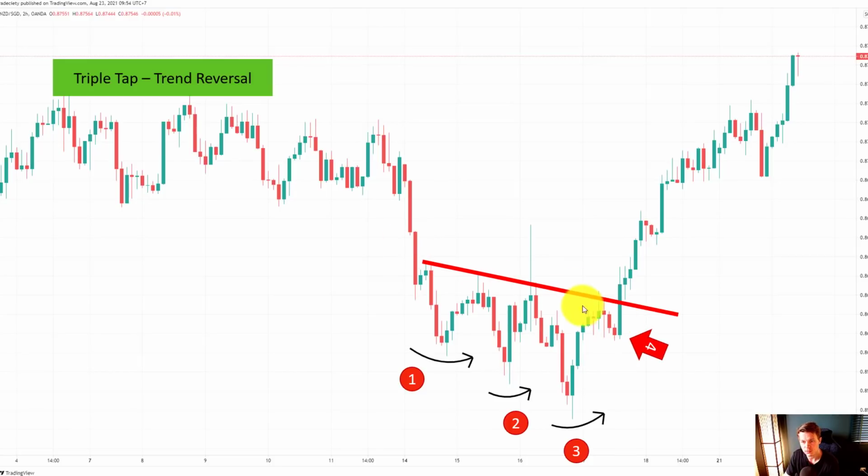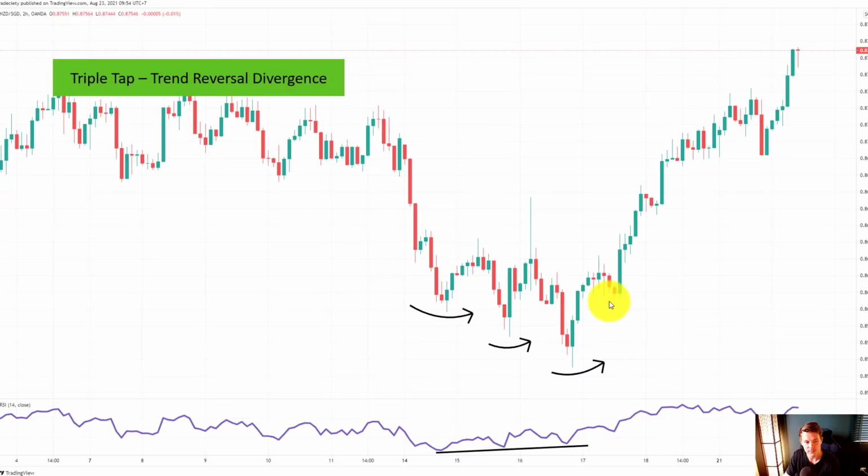So we are able to define our triple tap with this trend line here at the top. And you can see we have a beautiful breakout build-up together with the triple tap. And then on the breakout, this is really where you see the strong change of market sentiment.